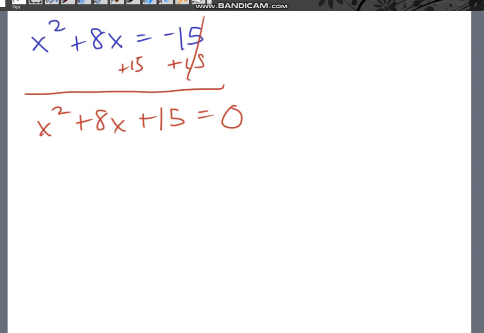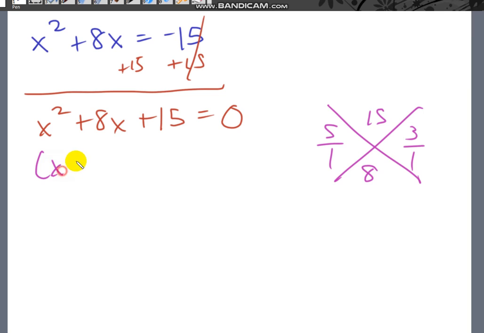equals 0. And then what you could do is you could factor this expression. So if you factor this expression, you're finding two numbers that multiply to 15 and add up to 8. Do that correctly, it should be 5 and 3, because 5 times 3 gets you 15, and then 5 plus 3 gets you 8. Divide each of these numbers by your a term in front, which is 1. So if you factor this, it should be x plus 5 times x plus 3 equals 0.